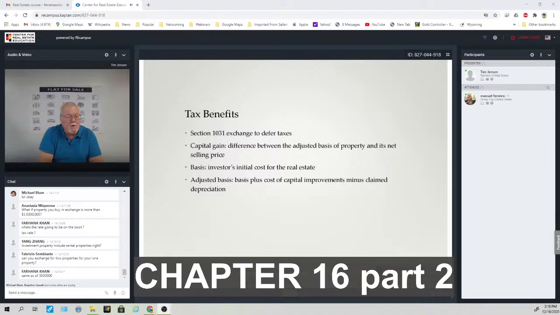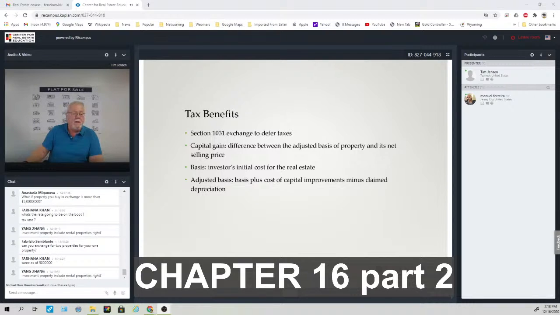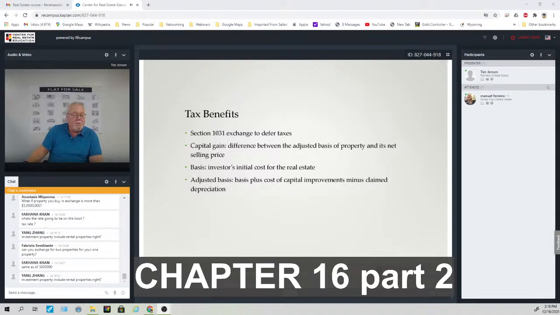And I'm not seeing any other questions, so I'm going to assume everybody's cool with this. Investment properties include rental properties. Yes, that's what we're talking about, investment properties.